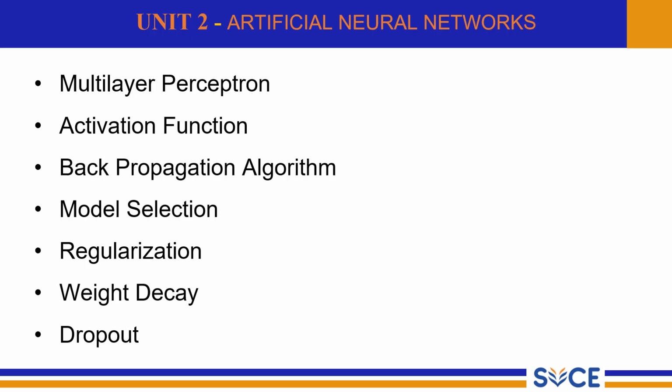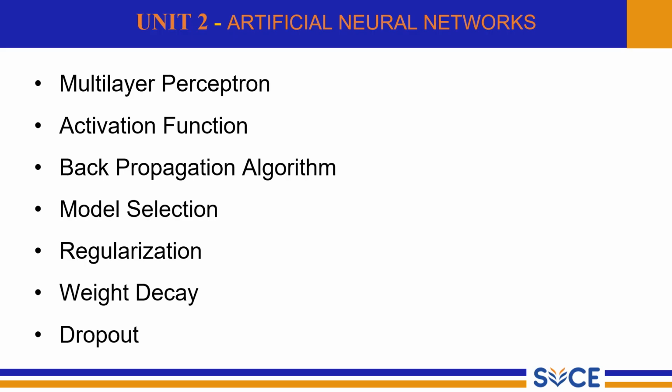To train these networks, we use the backpropagation algorithm. This method calculates the gradient of the loss function with respect to each weight by the chain rule, enabling efficient updates through gradient descent. But how do we choose the best model? That's where model selection comes in. Techniques like cross-validation help us evaluate different architectures and hyperparameters to find the most effective configuration for our data.